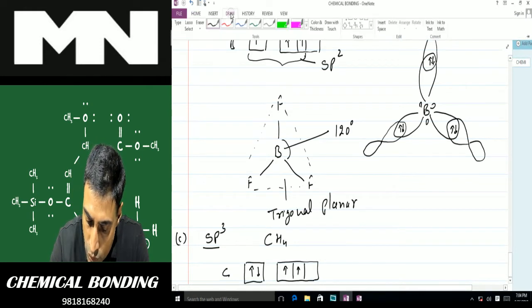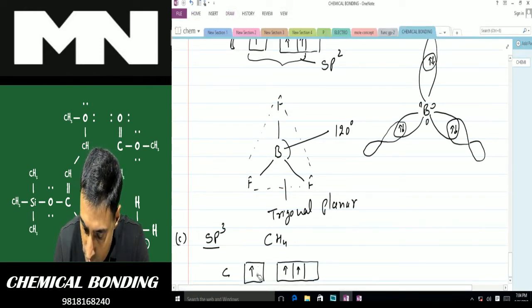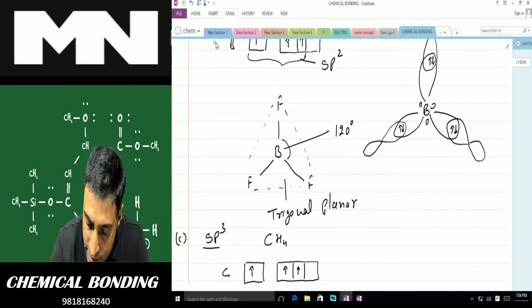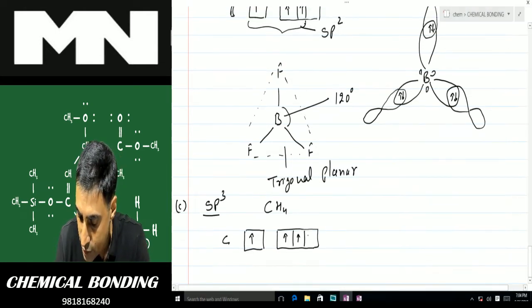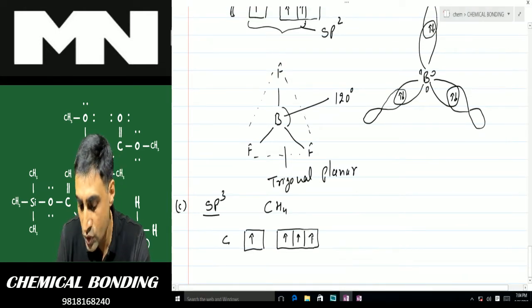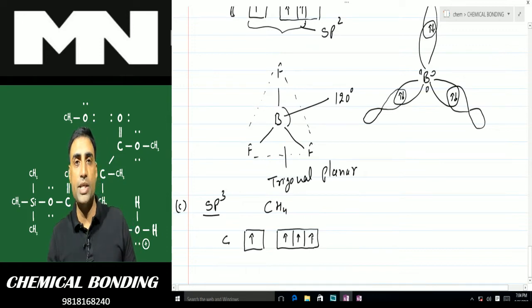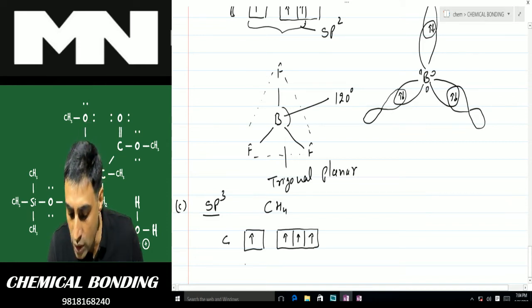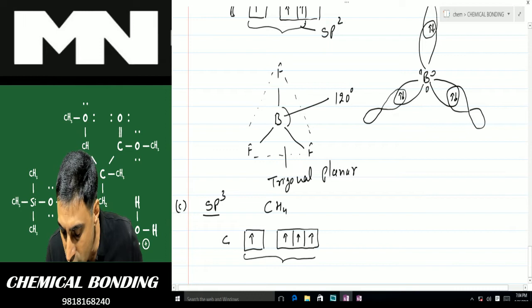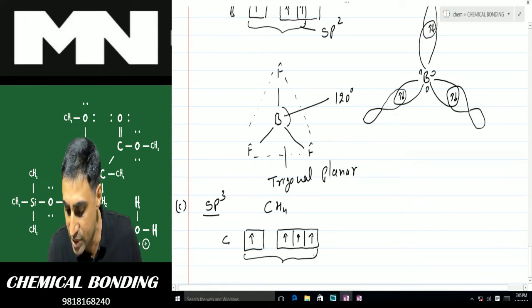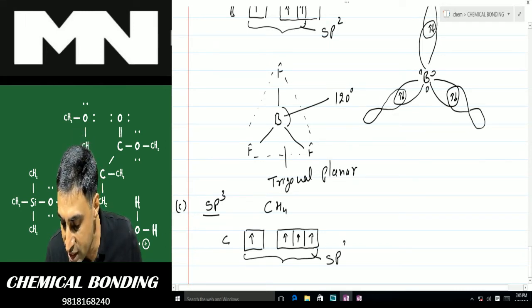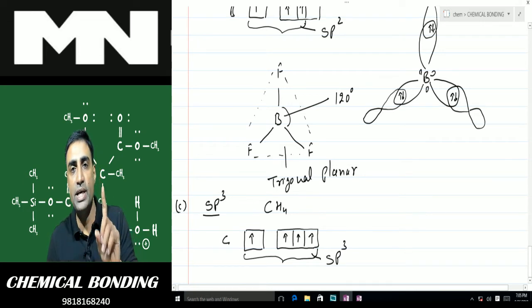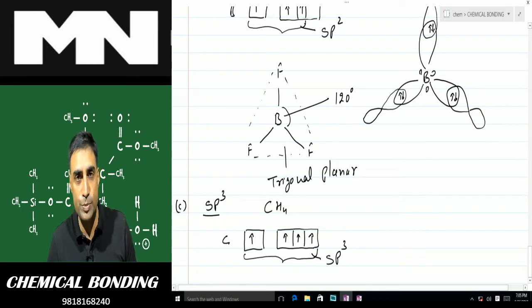Again, one of the S electrons will jump to P and you will have 4 unpaired electrons. Now, the hybridization which we are doing here is the hybridization in which all unpaired electrons take part. You have got 4 unpaired electrons. All these 4 unpaired electrons are taking part in hybridization, and that hybridization is sp3. That is, 1 orbital of S and 3 orbitals of P are combining. So the hybridization is sp3.